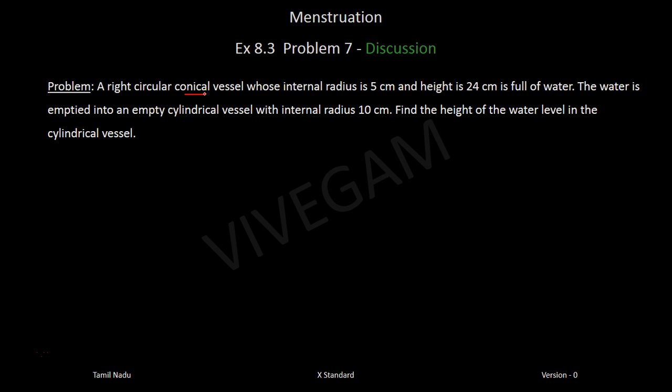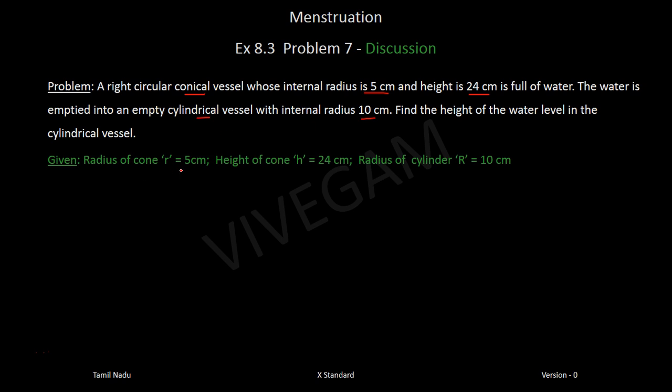A conical vessel, internal radius is 5 cm and height is 24 cm. It's full of water. This water is emptied into a cylindrical vessel with an internal radius of 10 cm. The key which you have to understand is that there is water in a conical vessel and that is transferred to a cylindrical vessel. Now what is the key? Whatever water is in the cone is going to get transferred into the cylinder. That's the key point which you need to understand.